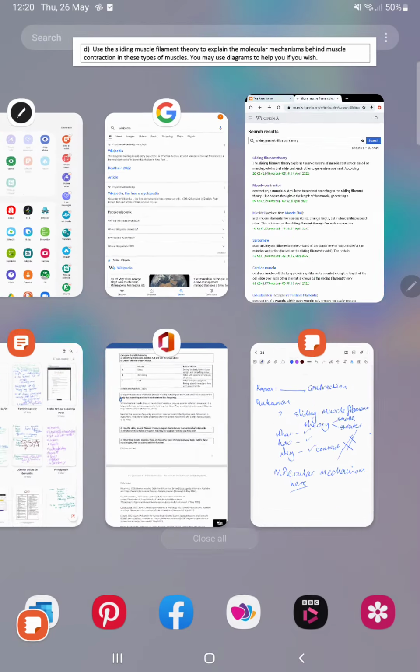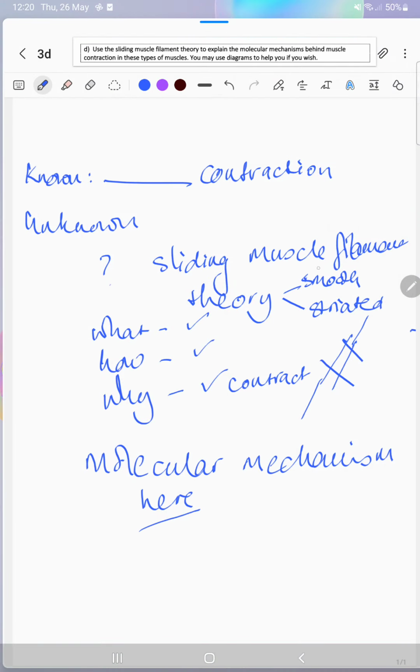So what we've done here is we have looked up the sliding muscle filament theory. We've looked at the molecular mechanism. I think it's all been answered. You could take some of that stuff and put it in here with a few pictures, and that would explain how it works. Then we would go to the next one.